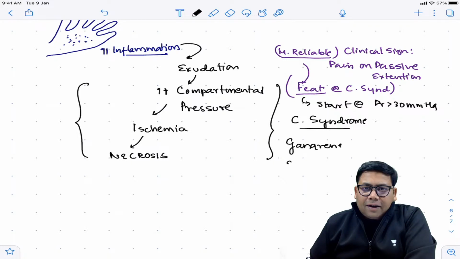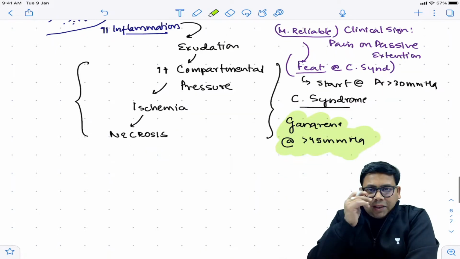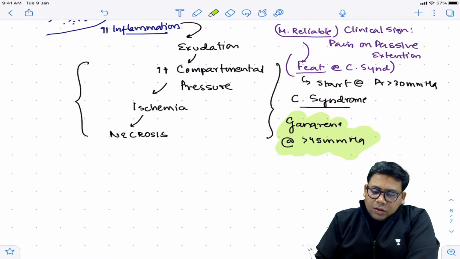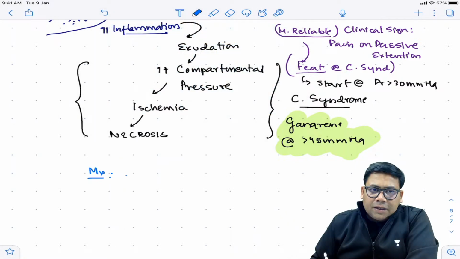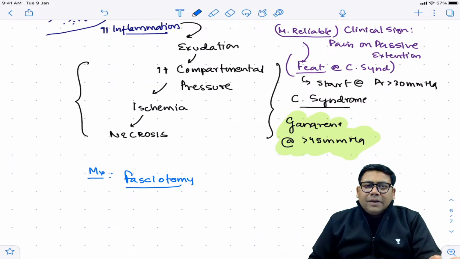So gangrene occurs at a pressure more than 45 mmHg. And students, this is again very, very important. So remember, the features start at 30 mmHg and gangrene happens at 45 mmHg. Now, what is the treatment for this? Come on, tell me. What is the management for this? Answer is fasciotomy. What do you mean by fasciotomy? The main aim of fasciotomy is to open up the compartment and release the pressure so that ischemic necrosis can be avoided.